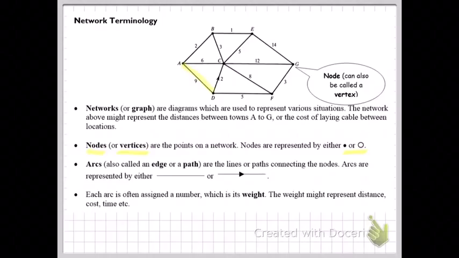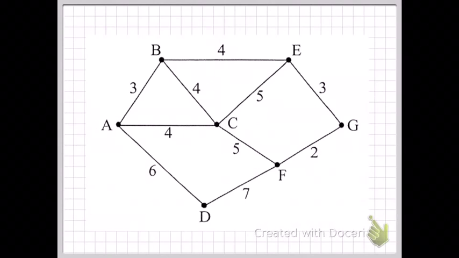Finally, each arc is often assigned a number, which we would call the weight, and that can represent distance, cost, the time involved to complete a project, etc. So let's look at an example. We want to find the shortest path between A and G.